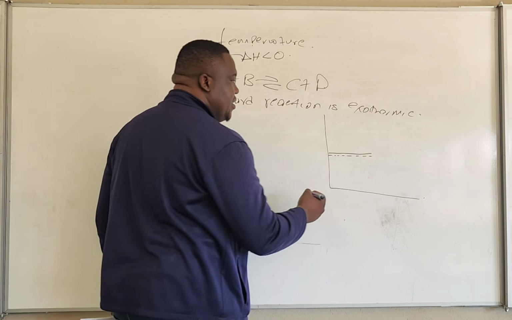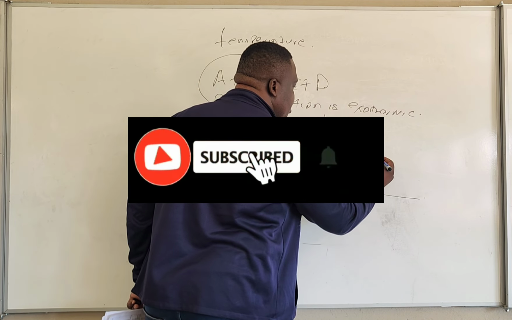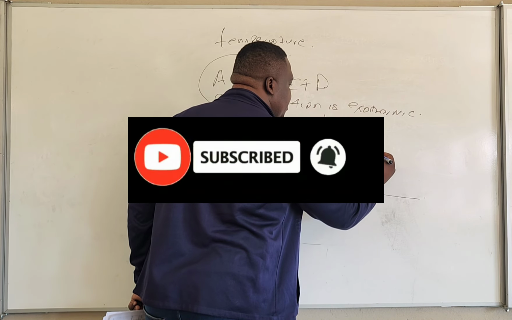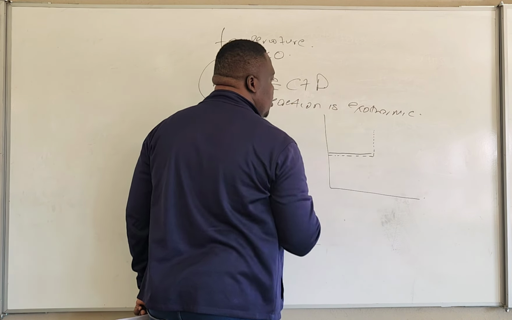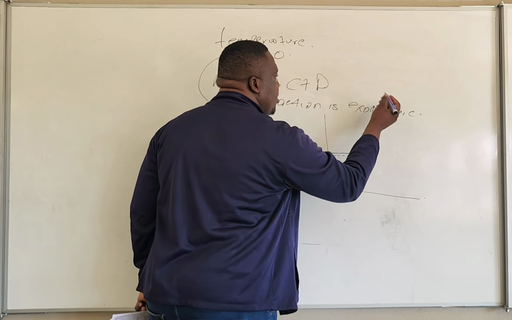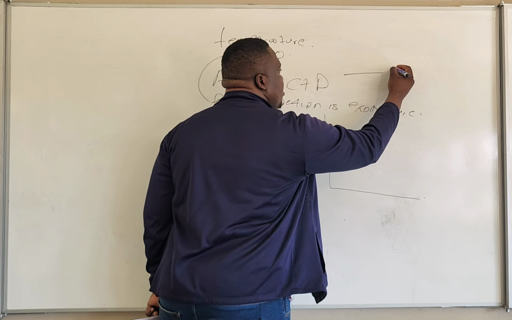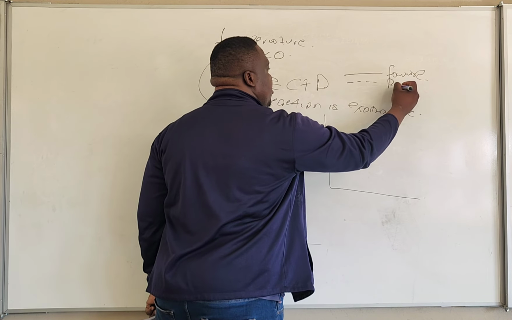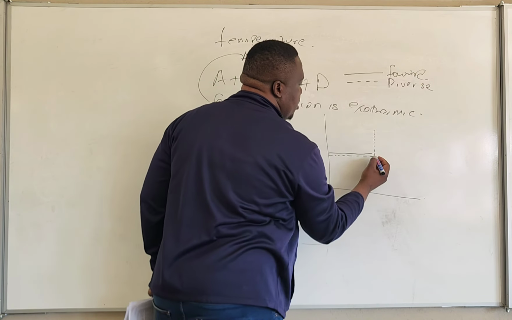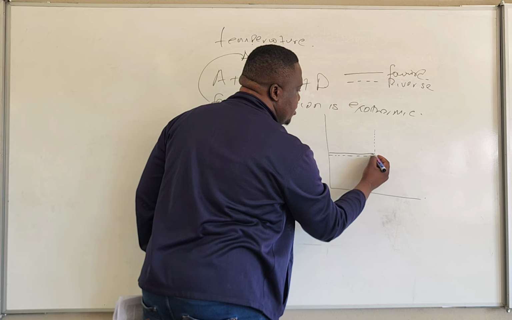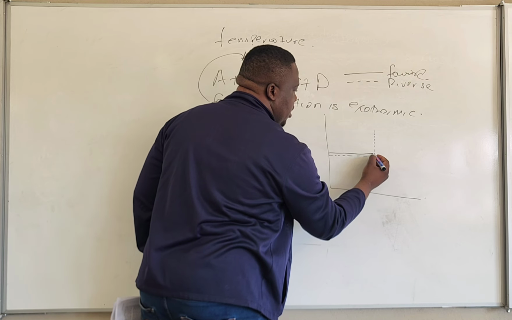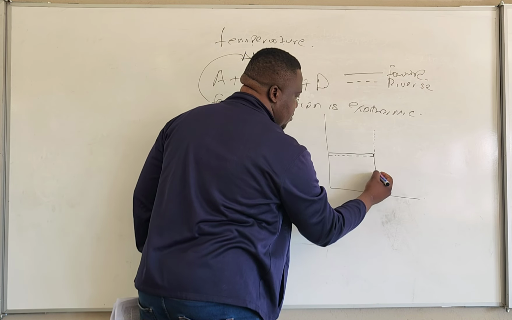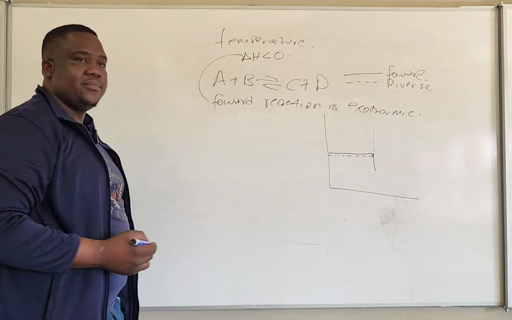Let's say we suddenly have this. I will use the same key: straight line, forward reaction; solid line, forward; dotted line, reverse. Can you see? Then we suddenly have this. You see what we have?